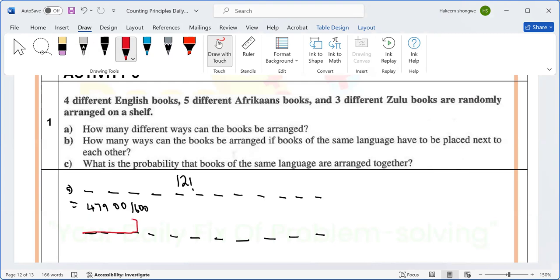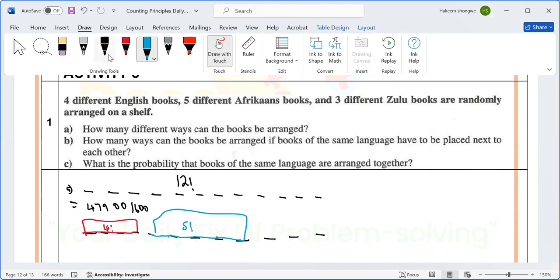As soon as the 4 becomes 1, this is 4 factorial. Why is that? Because inside, how many books do you have? You have 4. All the 4 books can still be arranged. What else do we have after that? We have this part here, which is 5: 1, 2, 3, 4, 5. The 5 shall become 1. If this 5 becomes 1, what are you going to have? 5 factorial. That one is fine.